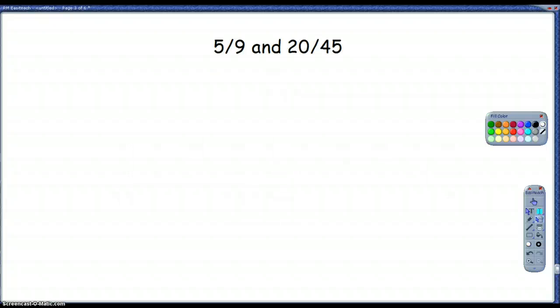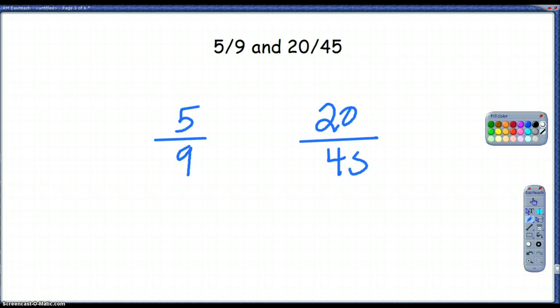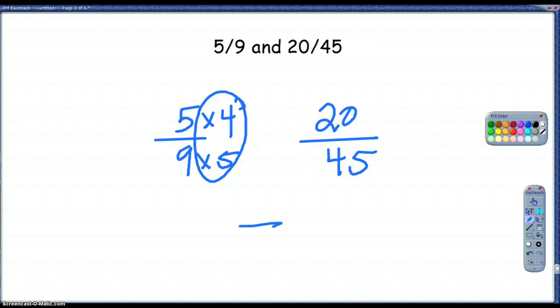Now the next thing I can do is use multiplication to help me. When we're working with equivalent fractions, in order for a fraction to be equivalent to another, you have to be able to multiply the numerator and denominator by the same amount. So I'm going to ask myself, is there anything times 5 that would get me 20? And there is, 4. Is there anything times 9 that would give me 45? There is, 5. Now these 5/9 and 20/45 are not equivalent because we didn't multiply by the same amount. They can only be equivalent if we're multiplying by the same amount to make them equal.